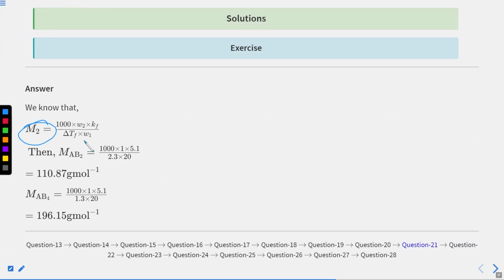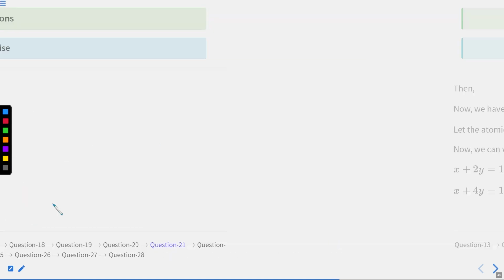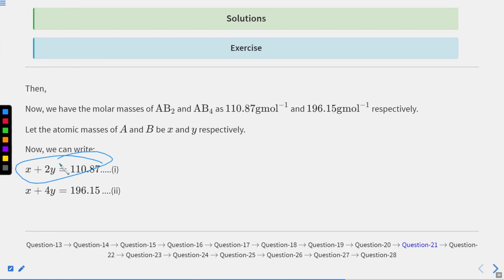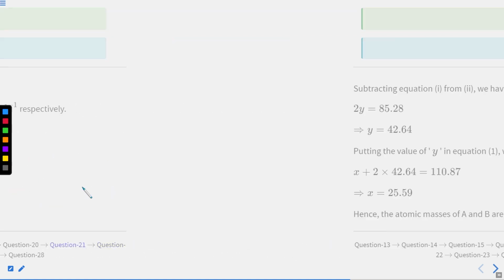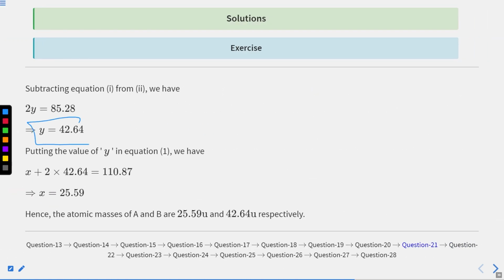So we have used this formula, M2 is equal to this much. We have calculated MAB2 with the help of this, and MAB4 with the help of this. Next, we got two equations, this and this, and further we find the values of y and x. Therefore, upon calculation, the atomic masses of A and B come out as 25.59 and 42.64 U.